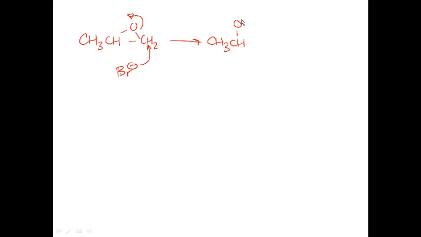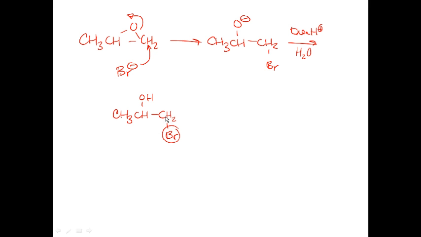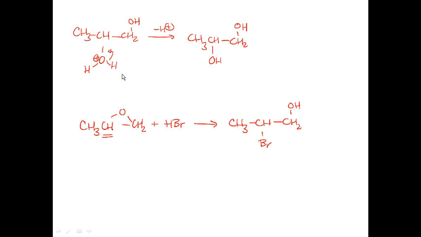I would now have my O minus with my bromine there, and again I'd have to come back later and add the then H plus H2O step to then protonate that alkoxide ion into the alcohol. But notice that now what I've done is I've reversed the regioselectivity, so now the bromine is attached to the carbon that is least substituted, and the OH is attached to the carbon that is most substituted. This is exactly the opposite of what I got using HBr.